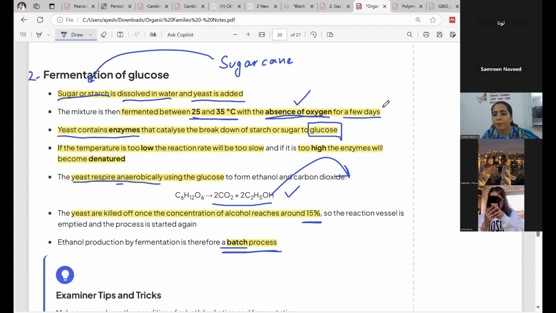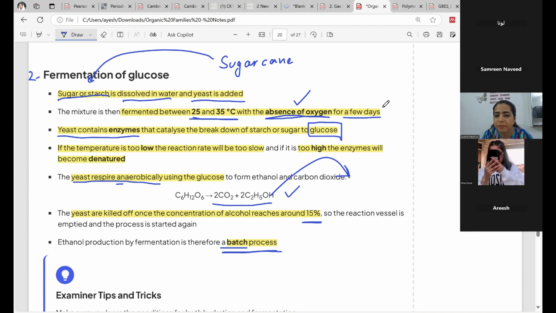Okay. Yes, Miss, it's a problematic process. Yeah, it takes time, but it has some benefits as well. So we'll see what the benefits of this reaction are. Okay. Yes, Samreen, your question now.